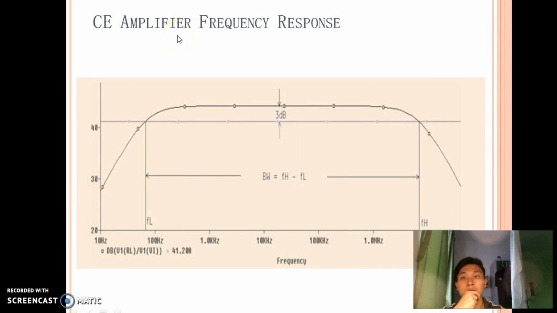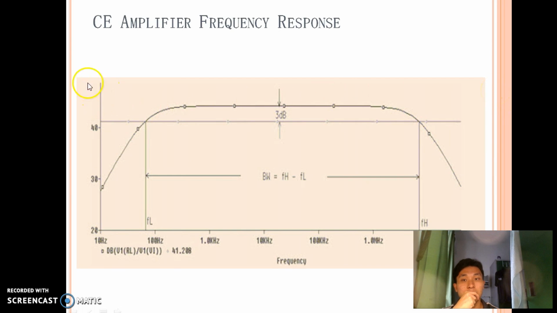Okay, now we come to the CE amplifier frequency response. Here we will see the frequency response of the CE. Bandwidth means FH minus FL, which is the higher frequency minus the lower frequency. Inside this range is the bandwidth. As you can see, at negative 3 dB it will cut off, and it will also cut off again at the other end of the frequency response.